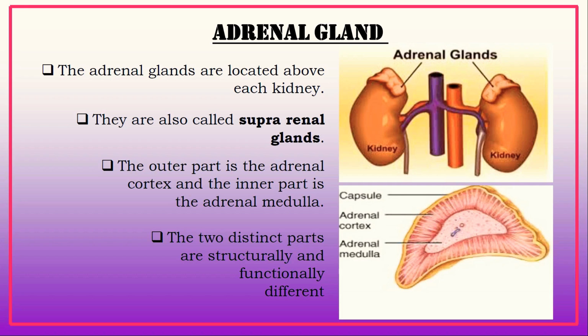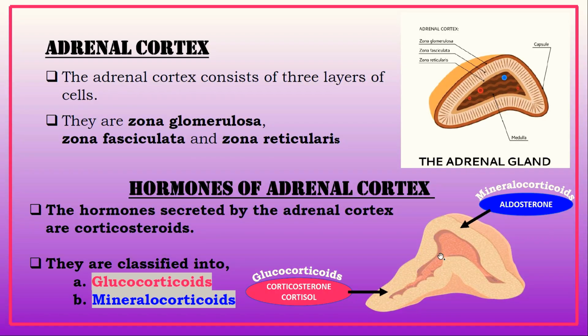Next we have the adrenal gland. Adrenal means on top of the kidney, renal for kidney. Above the kidney are present two endocrine glands called adrenal glands. They are also called suprarenal glands. The outer part of the adrenal gland is called the cortex and the inner part is called the medulla. They are two distinct parts, structurally and functionally different, and they secrete different hormones.